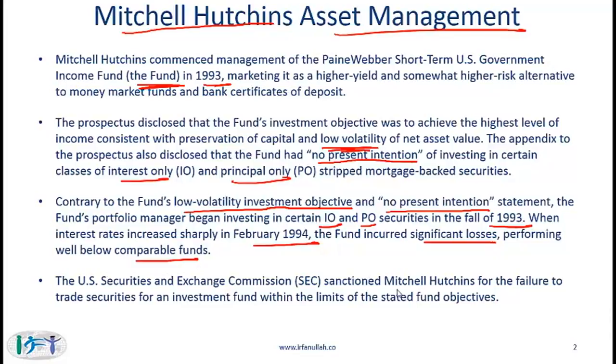The SEC sanctioned Mitchell Hutchins for the failure to trade securities for an investment fund within the limits of the stated fund objectives. So this is a straightforward situation. It was clearly stated that the fund is going to invest in low volatility instruments and actually made it clear that it would not invest in certain classes of IO and PO mortgage-backed securities. And then the fund went and did exactly what it said it is not doing. So obviously this is a violation.